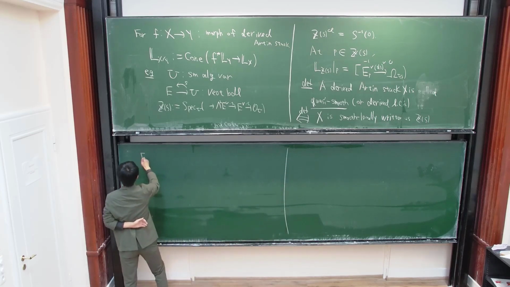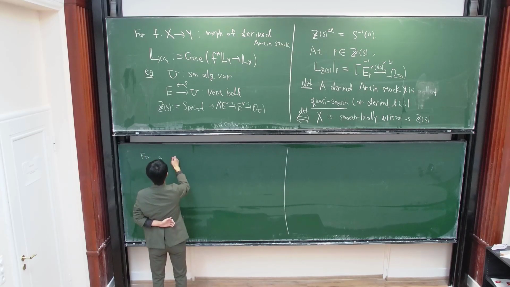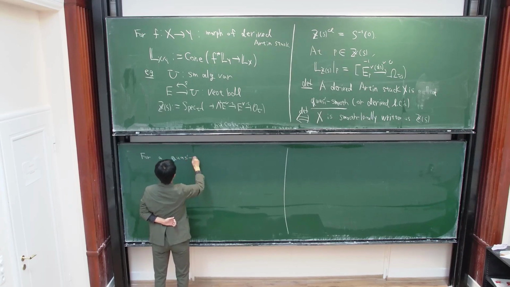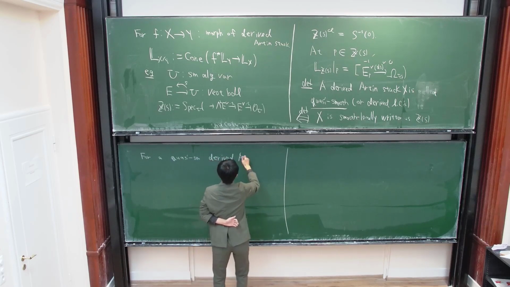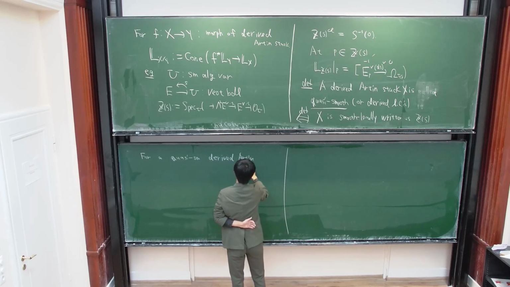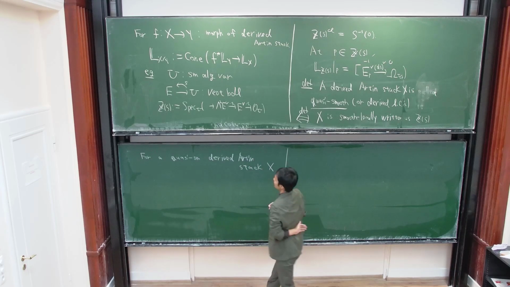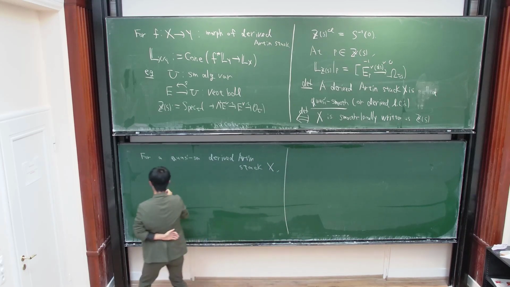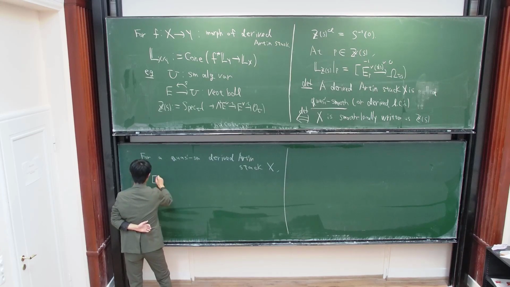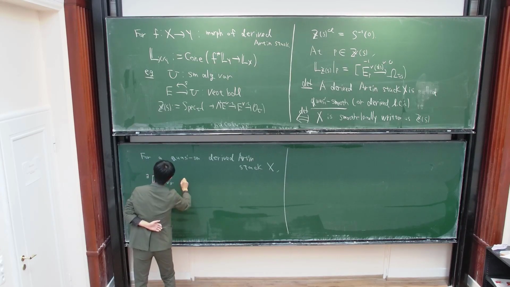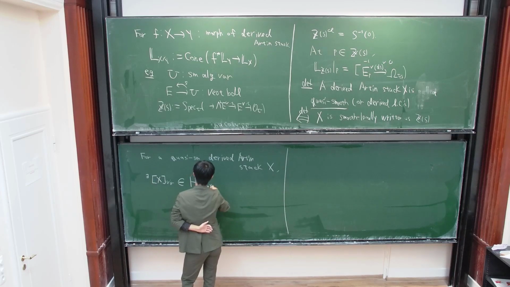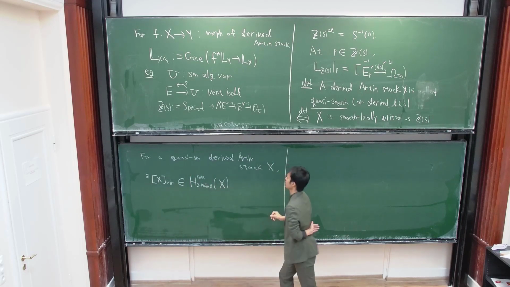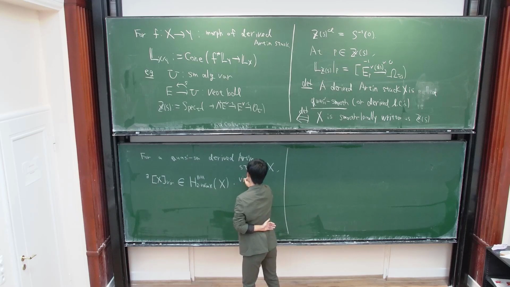Okay, so for a quasi-smooth derived Artin stack X, one can define the virtual fundamental class, which is an element of the Borel-Moore homology of degree 2 times the virtual dimension of X. This is called the virtual fundamental class.